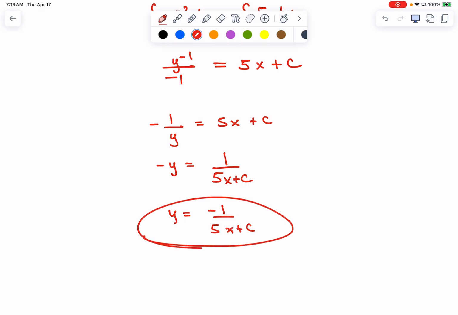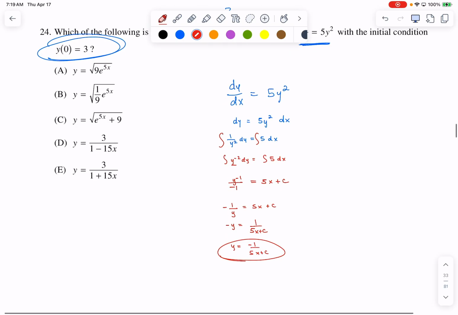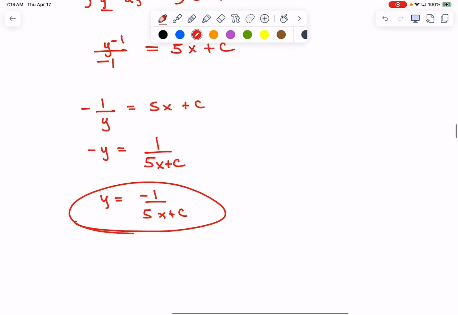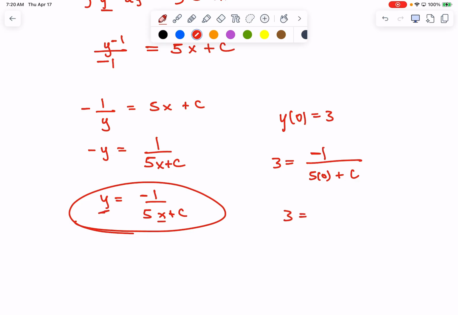So now I can find the plus c, which, by the way, everybody can look at the answers and see, okay, it's not going to be A, it's not going to be B, it's not going to be C, it's either going to be D or E. I just need to figure out what that plus c is. That's right here, 0, 3. You ready? So you plug 0 in for x and set it equal to 3. So the initial condition, y of 0 equals 3. I'm going to set it equal to 3 and plug 0 in. So I'm going to get negative 1 over 5 times 0 plus c. It's simple. Set it equal to 3, plug in 0 for x.